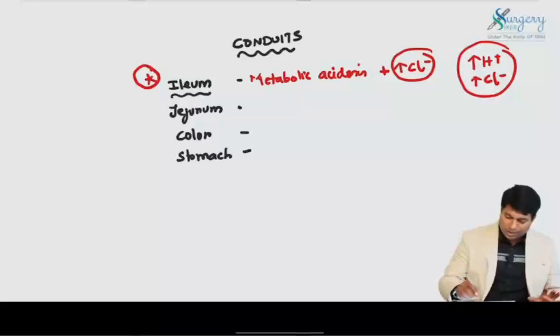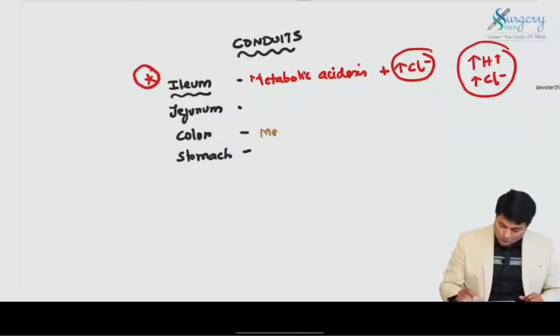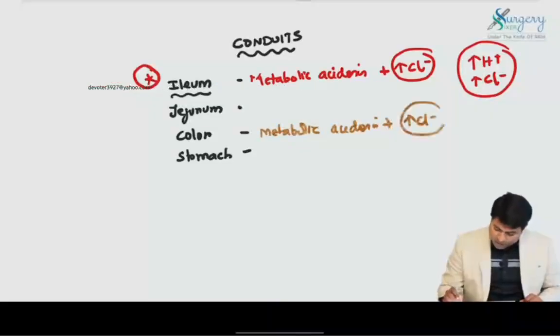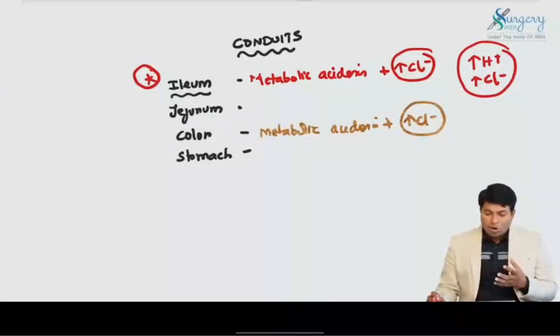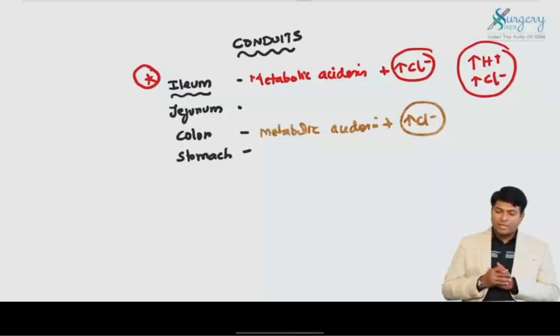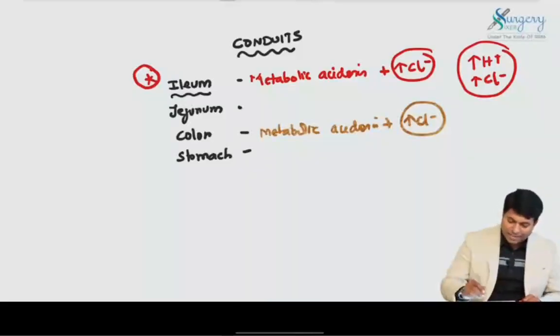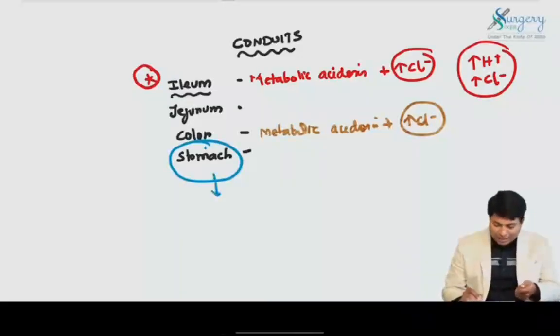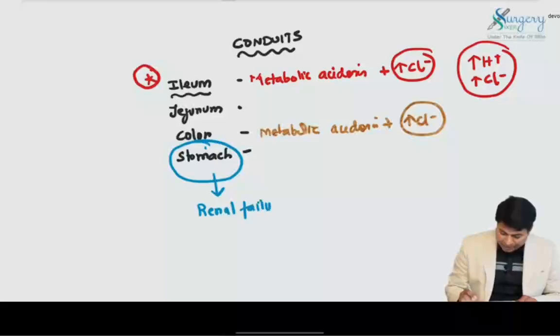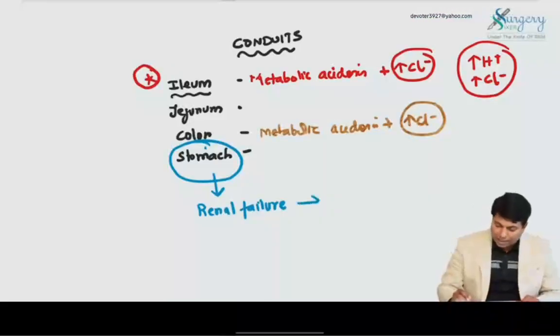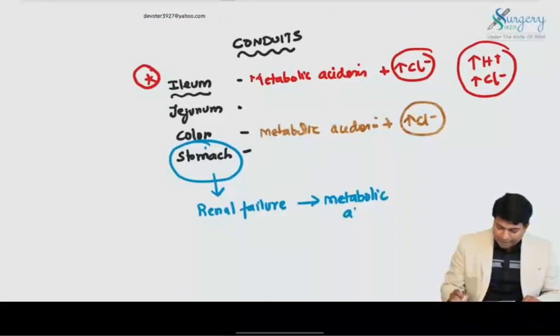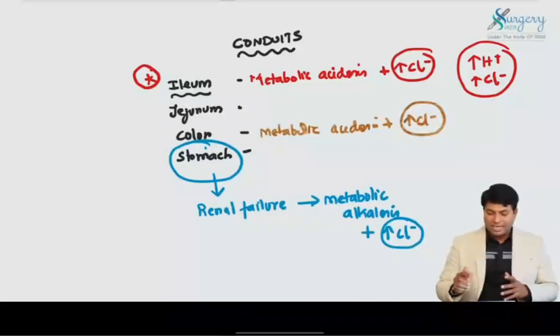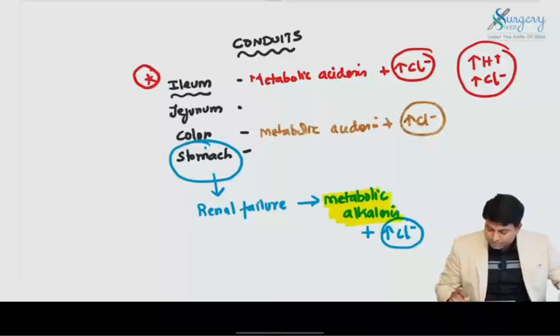So just remember this point. The same problem is also seen with colon. Metabolic acidosis plus increased chloride is also seen in colon. So if there is metabolic acidosis, we cannot use this type of conduit for patients who have renal failure. In renal failure patients, the ureter can be implanted into the stomach. That will cause metabolic alkalosis. Metabolic alkalosis with increased chloride is seen in these patients. So it is used only in renal failure.